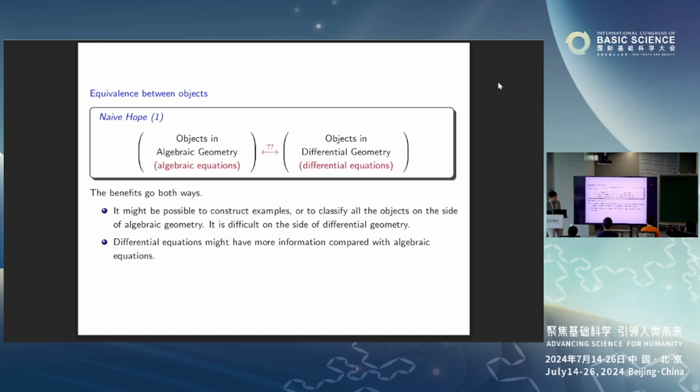Moreover, in algebraic geometry, many strong and powerful methods and techniques have been developed with rigorous foundations. So even if it is very difficult to find just one example on the side of differential geometry, it must be possible to construct many examples or to classify all the objects on the side of algebraic geometry. And conversely, differential equations might have more useful information compared with algebraic equations. So it might be helpful to understand the objects more deeply. Actually, for example, it is very useful in the study of the moduli spaces. So it is very nice to have this kind of equivalence.